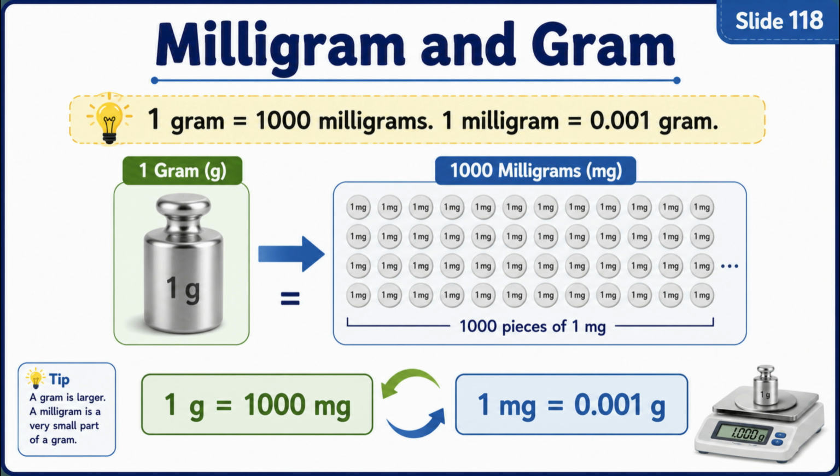Milligram and gram. 1 gram is equal to 1,000 milligrams. That means 1 milligram is 1,000th of a gram. 1,000th, written as a decimal, is 0.001. So, 1 milligram equals 0.001 gram.